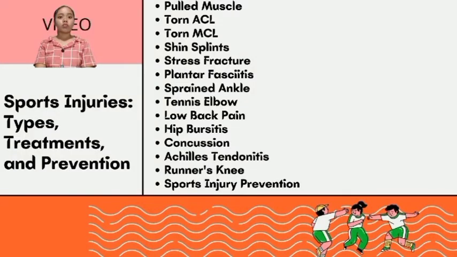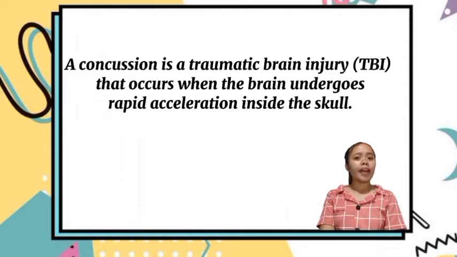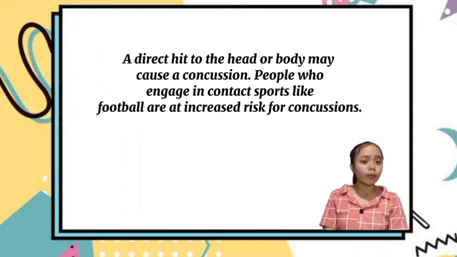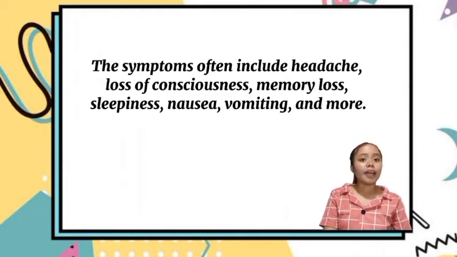The next one is concussion. A concussion is a traumatic brain injury, or TBI, that occurs when the brain undergoes rapid acceleration inside the skull. A direct hit to the head or body may cause a concussion. People who engage in contact sports like football have an increased risk of concussion. The symptoms often include headache, loss of consciousness, memory loss, sleepiness, nausea, vomiting, and more.